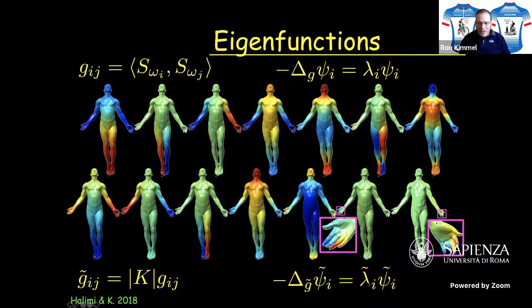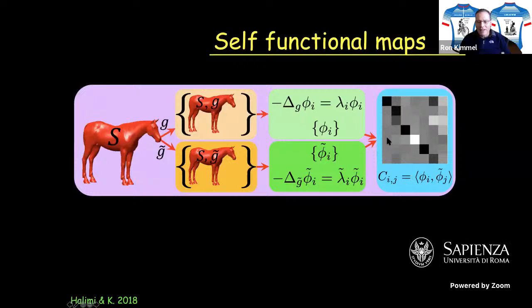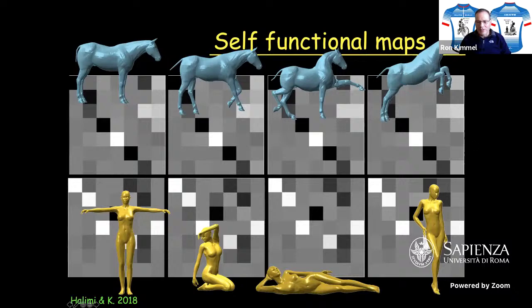So what we now do is let these two sets of eigenfunctions talk to one another. I mean, just take the inner products. Say that I'm taking the first seven here and the first seven there, and I'm doing the inner product between them. What I would get is this kind of a matrix, okay? So again, taking the shape S, taking the eigenfunctions, taking the metric G and the metric G tilde, extracting the corresponding eigenfunctions, doing the inner products, I'm getting this matrix. So for all these horses, I'm getting this kind of a matrix, and for all the ladies, I'm getting this kind of a matrix. I basically translated the problem of classifying horses into that of finding the distances between corresponding matrices. Okay, and this is called self-functional maps.